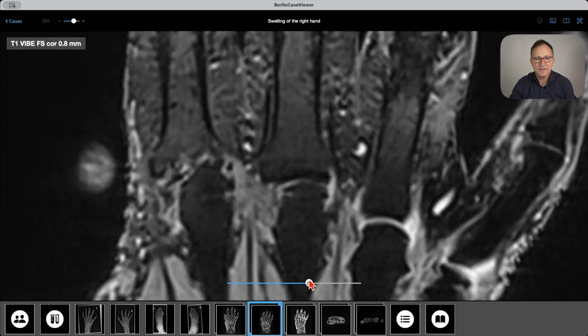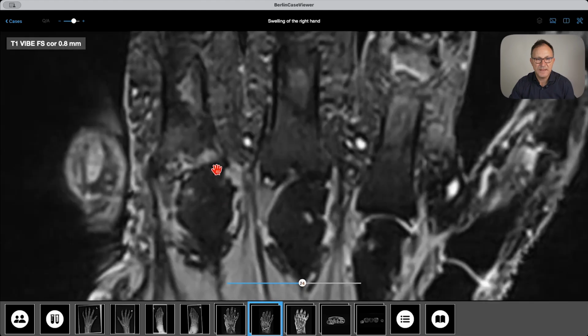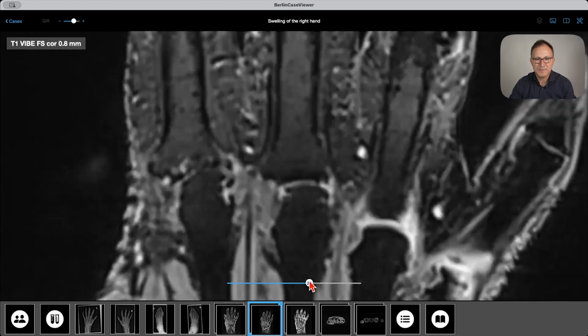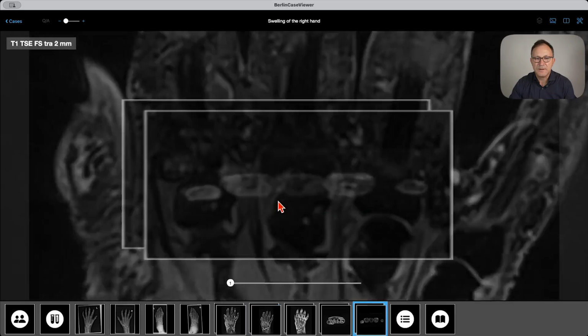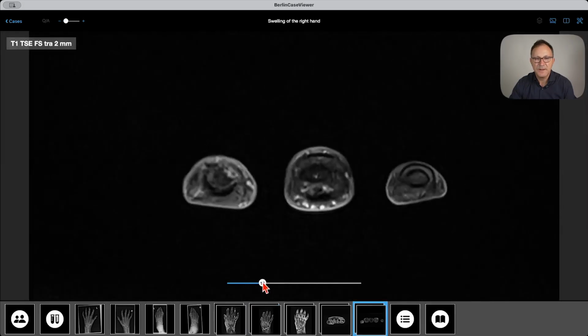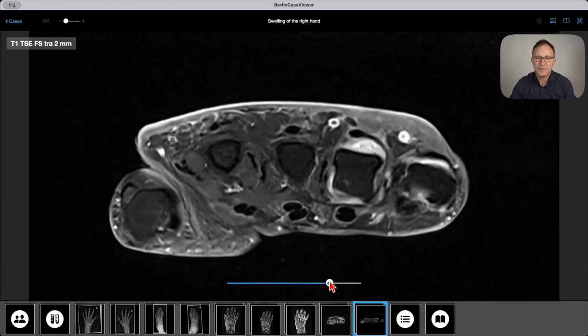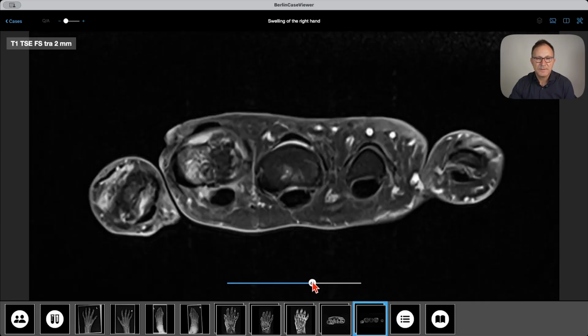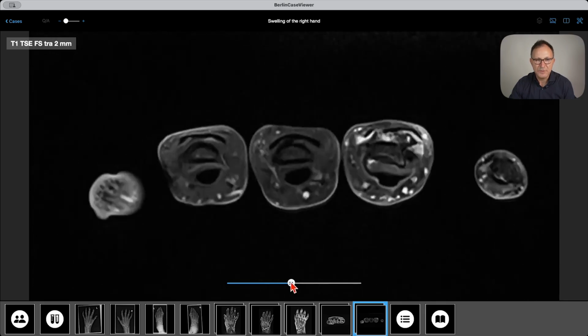You need thinner slices, and here we see the erosive changes in the base of the basal phalanx, and also in the head of the metacarpal, and this also holds true for some of the other bones over here. Going further to the axial slices. Axial slices are always very informative, because it's very easy to see synovitis. We see it here extending in the dorsal aspect of the fourth MCP joint. In the volar aspect, we can see that there is some synovitis also here, and we can also see the destruction in these joints.